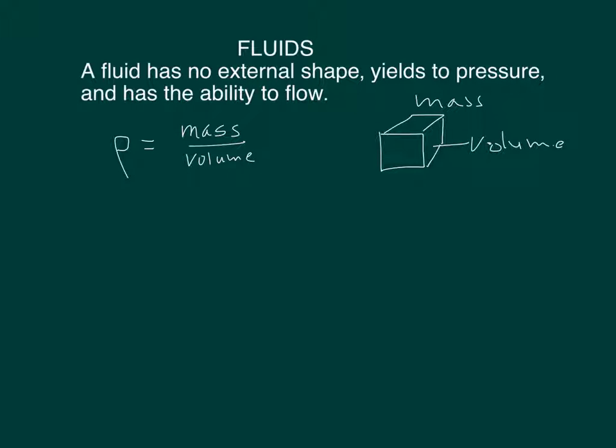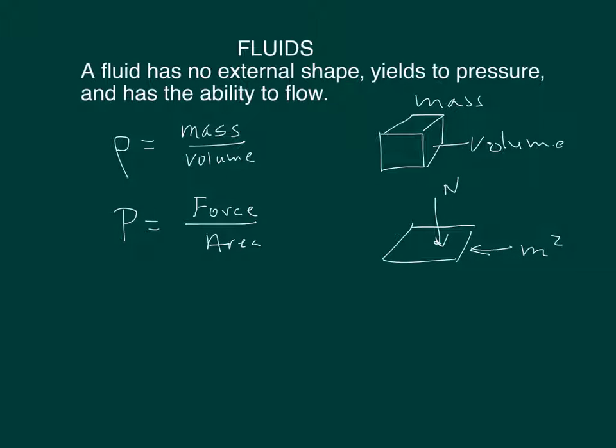The second idea we need to look at is pressure. Pressure is the force per unit area. Here we have an area and a force pressing down on it. The area is generally expressed in square meters, and the force in newtons, so that a newton per square meter is defined as a Pascal.